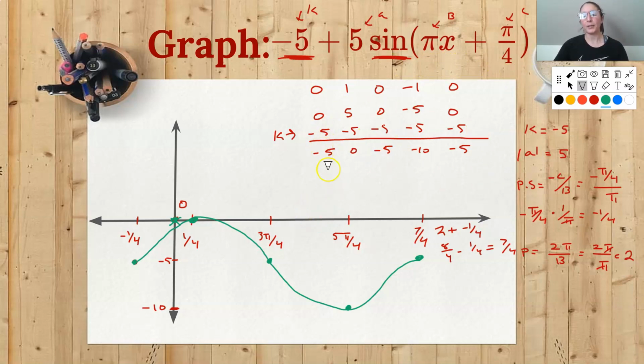And this is how to enact the vertical shift when you're graphing. Take what your y values would have been. So here's original sine, this is sine of x, y values. This is 5 sine of x, y values, and this is 5 sine x plus k, which is negative 5 sine values. So this is how the y values shift around as we transform our graph.